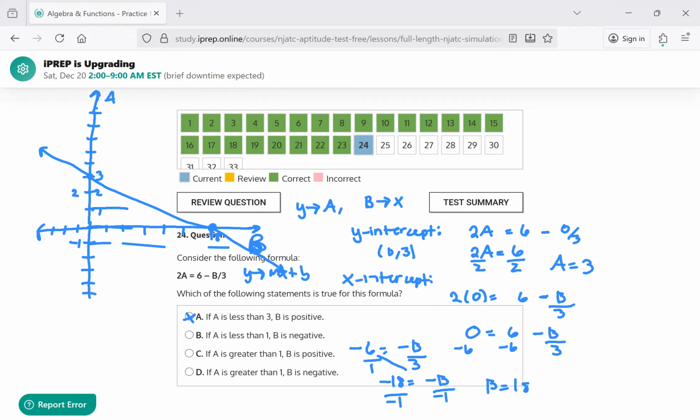Oh, it is true. Okay, so you look at this graph. It's A. So if A is less than 3, that means when A is 2, 1, 0, -1, -2, etc., B is positive. If you look at 2, the B value is positive. If you look at 1, the B value is also positive. If you look at 0, it's positive. Even at -1, the B is still positive, right? At -2, the B is positive. So it's definitely A. That was a tricky one.